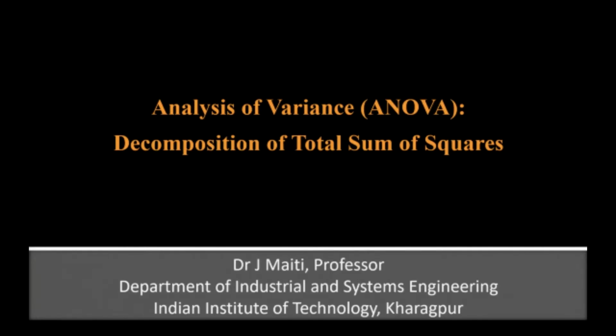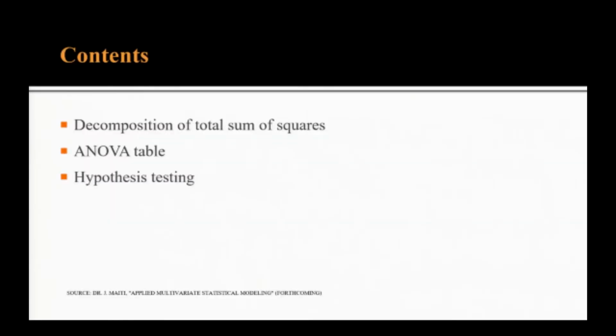One of the important concepts in analysis of variance is decomposition of total sum of squares. We will discuss this today. We will show not only the decomposition but also the ANOVA table, and we discuss hypothesis testing, what is basically used in ANOVA.